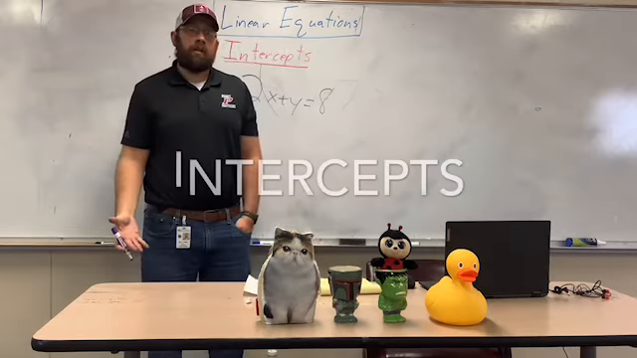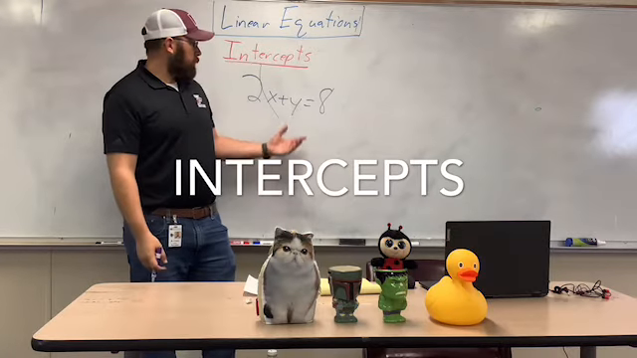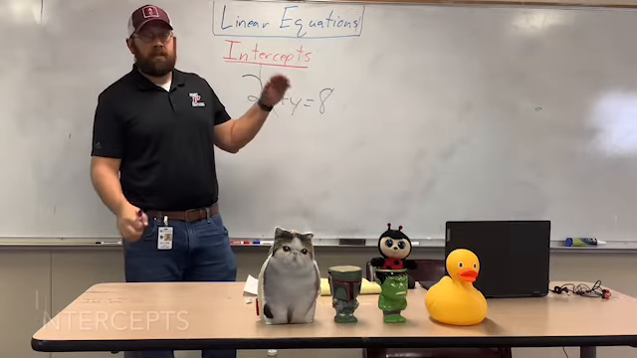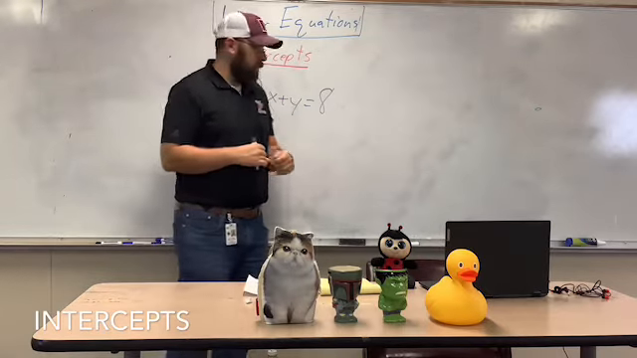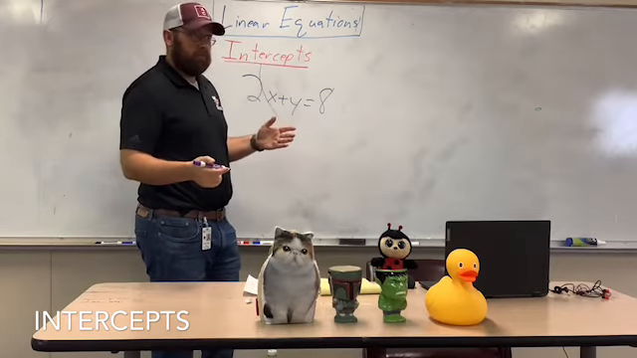All right, now we're going to talk about how to find the intercepts when you have two variables. So when you have two variables, what that means is it's going to be on a coordinate plane. When you have an x and a y, it's just going to be the slope form.